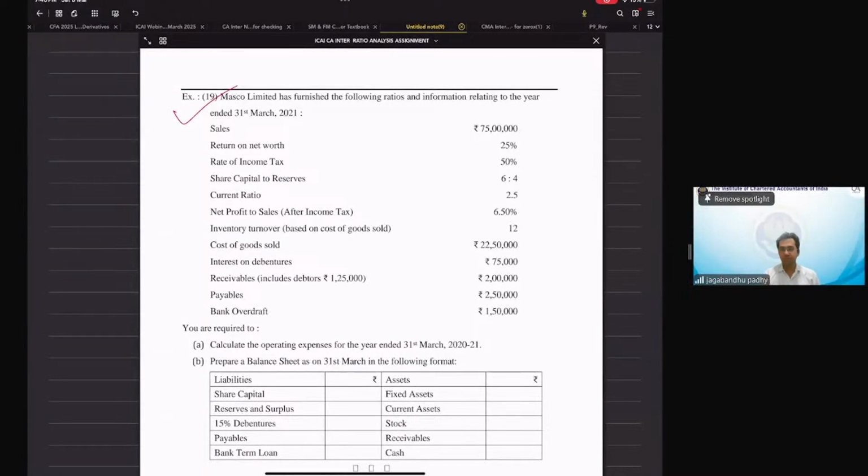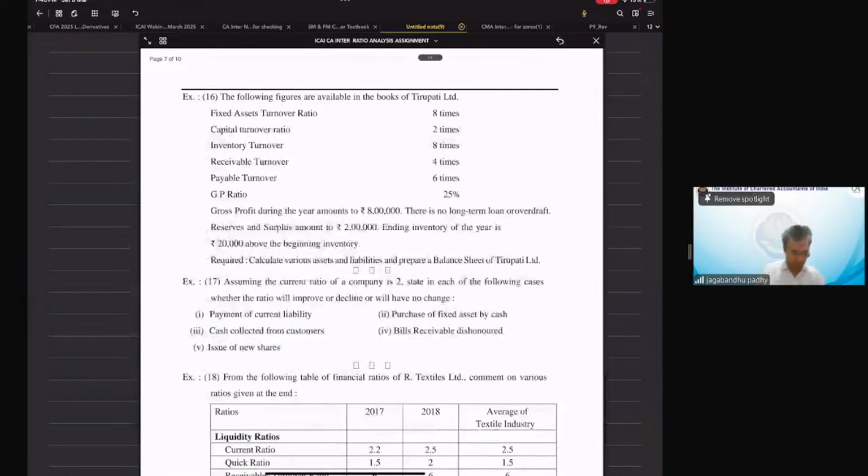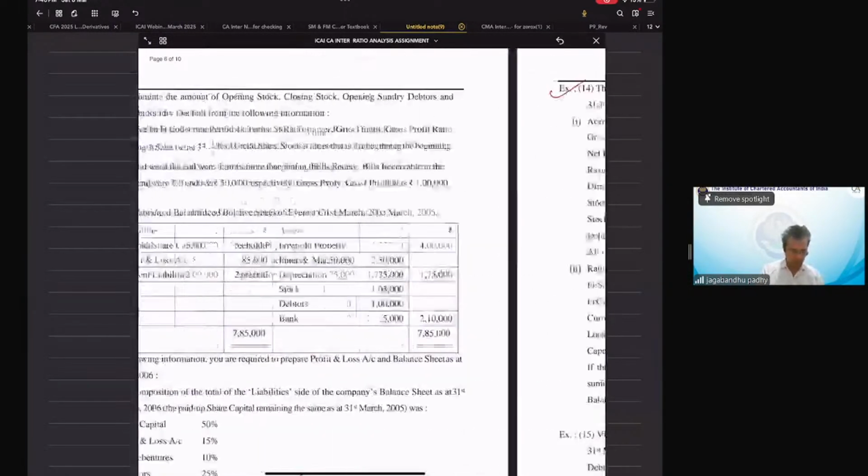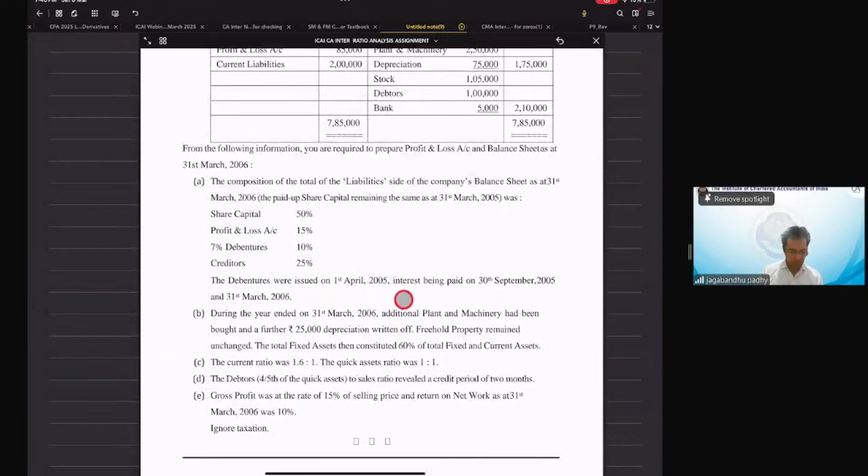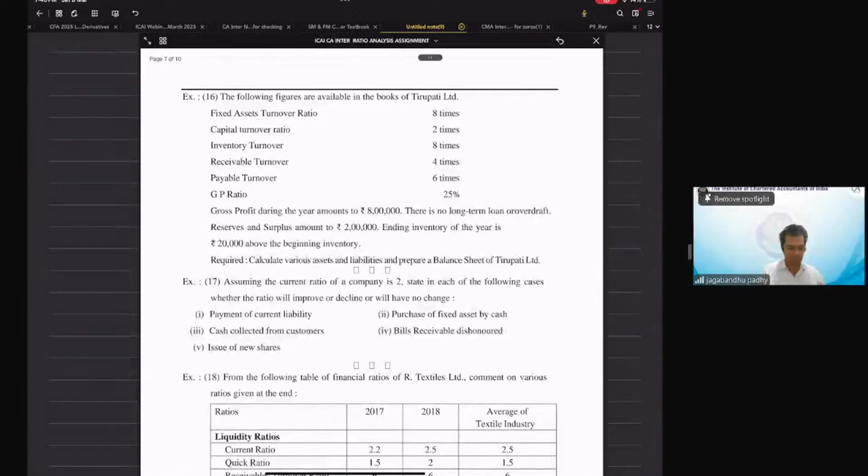Try to solve this. We'll assume that all interest is paid in the current year only and nothing is outstanding. You're talking of the previous question? Yes, in the previous question, the question was quite clear. They state that interest is being paid on 30th September and 31st March. By the end of the year, everything has been paid. The interest has been paid.